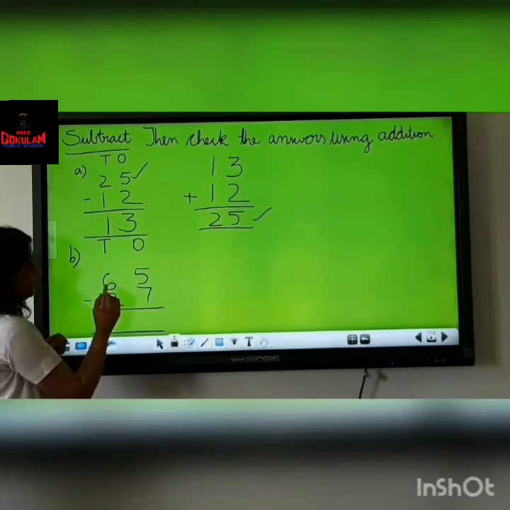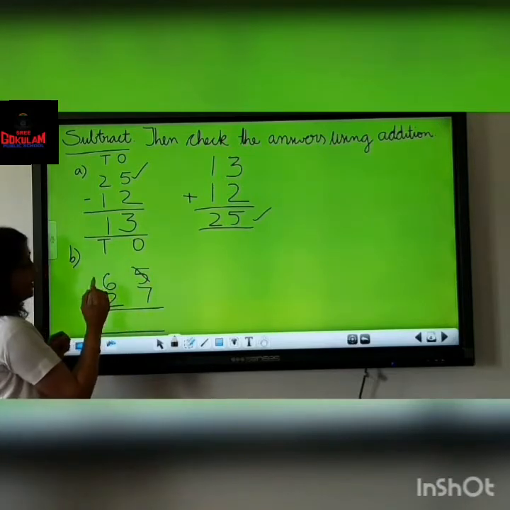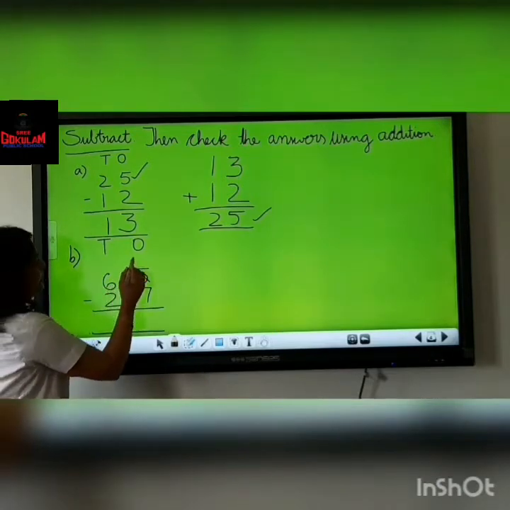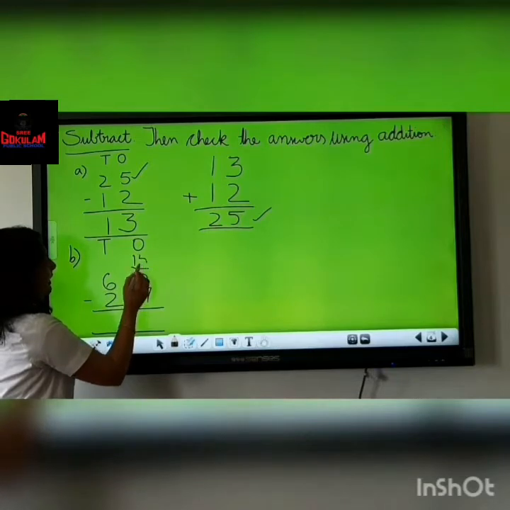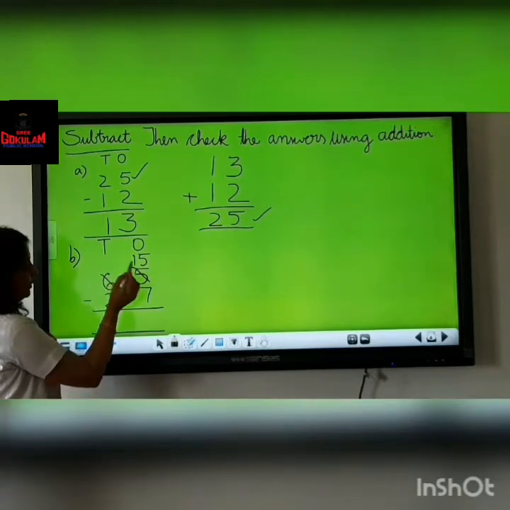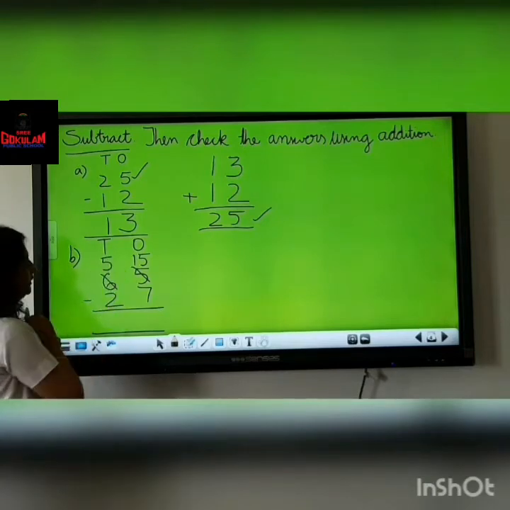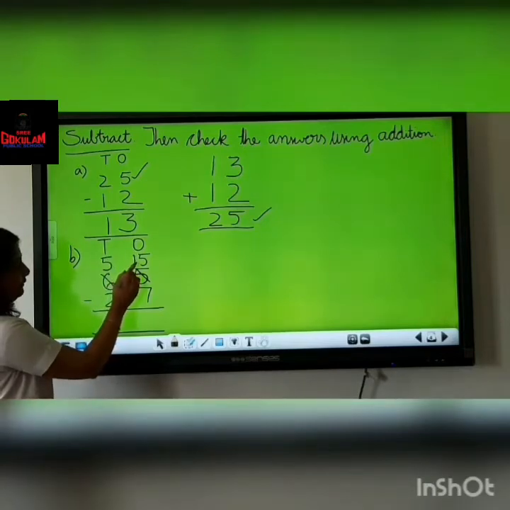Borrow 1 ten from the tens place. And 1 ten means 10 ones. 10 plus 5 is 15. So, here we will have 15 ones. Here 6 minus 1. We have already borrowed. So, now we have only 5 tens. Now we can subtract 15 minus 7.